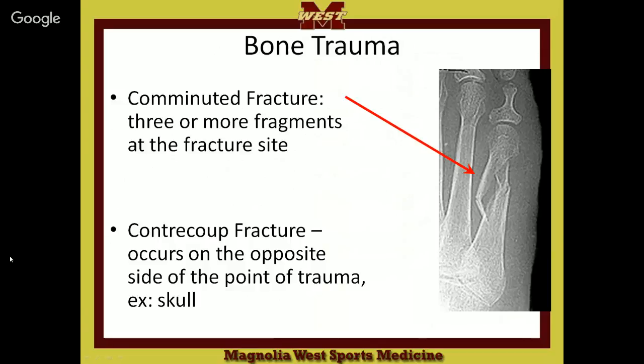Contrecoup fracture. Oh, these are fun. Happen in car wrecks a lot. All right, cruising along. You get hit on one side, your brain keeps going, and it breaks the bones on the other side. It occurs on the opposite side of the point of trauma. Thus the example, your skull.